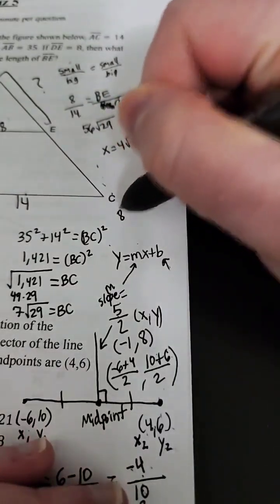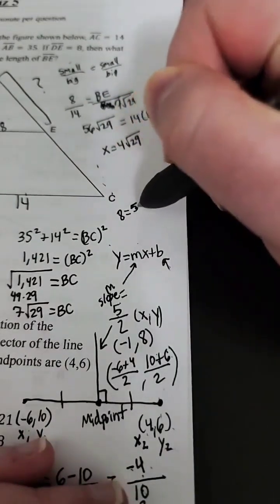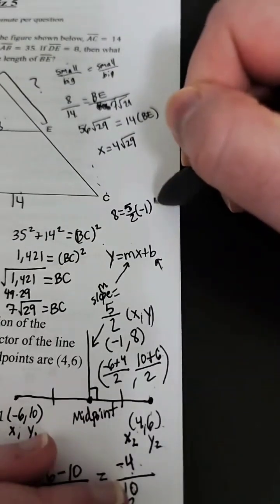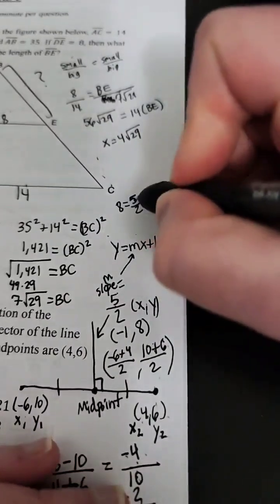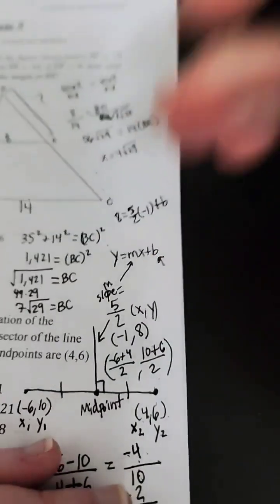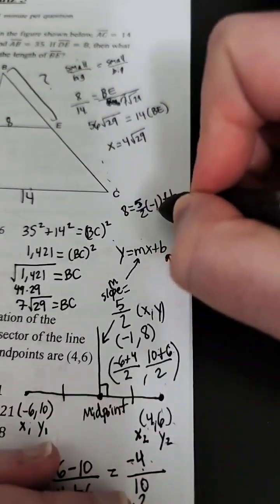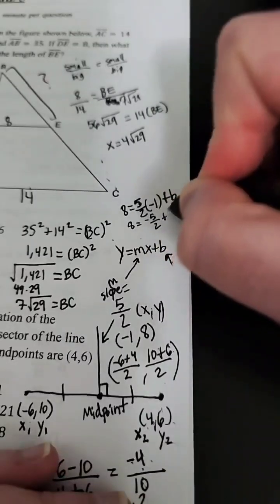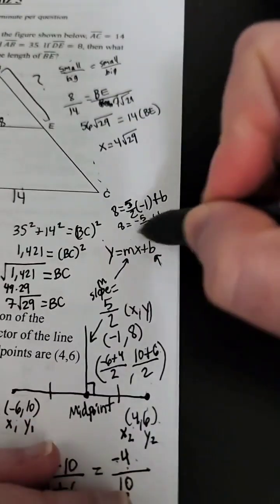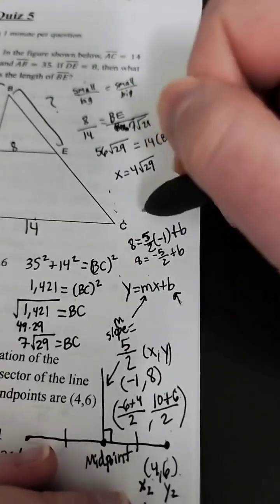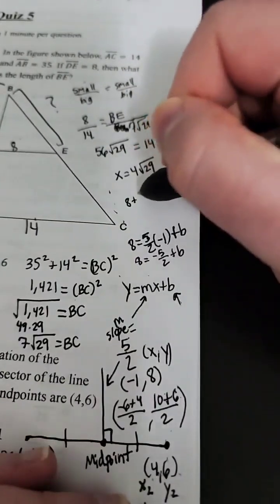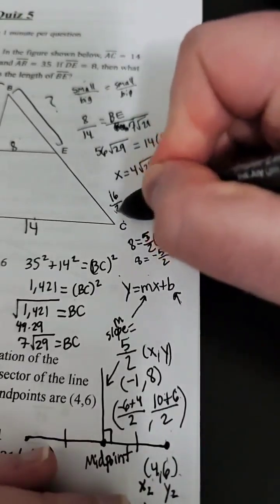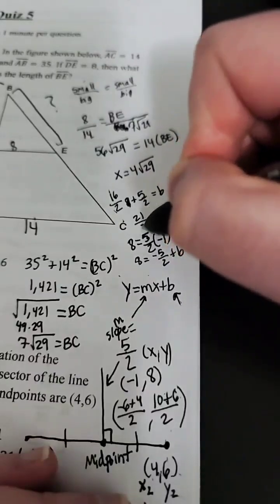So we would get 8 is equal to 5/2 times -1 for our x plus b. So then we're going to multiply -1 times 5/2, and that's going to be -5/2. So then we have 8 is equal to -5/2 plus b. So then we're going to add 5/2 to each side. So we're going to have 8 plus 5/2 is equal to b, because it's going to cancel out on the right-hand side. Now 8 is the same thing as saying 16 over 2. So then when we add that up, we get 21 over 2 is equal to b.